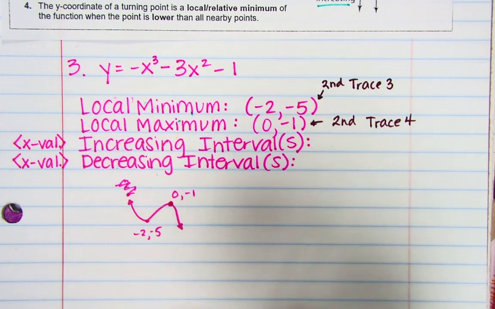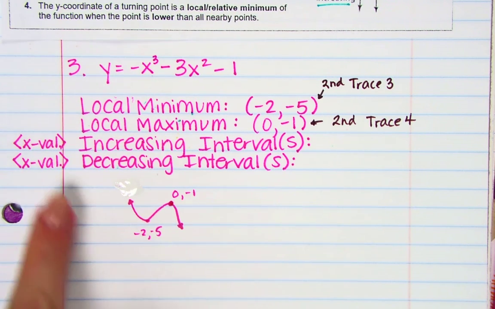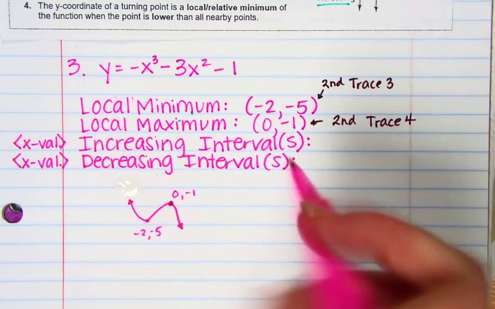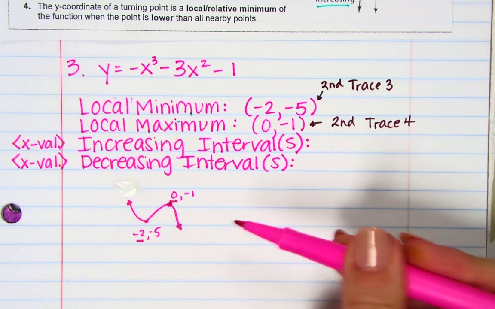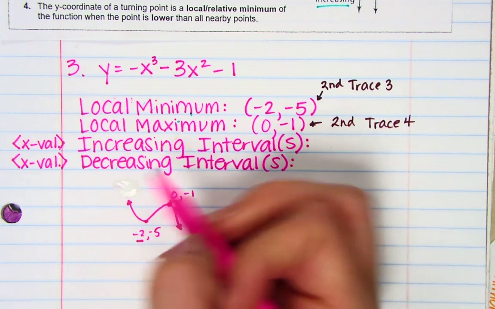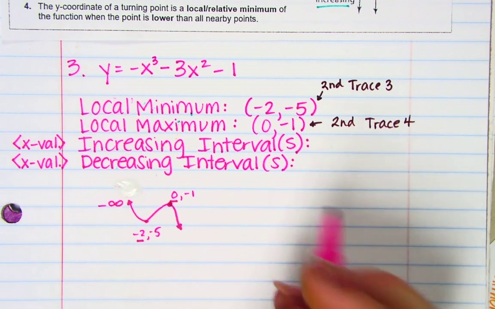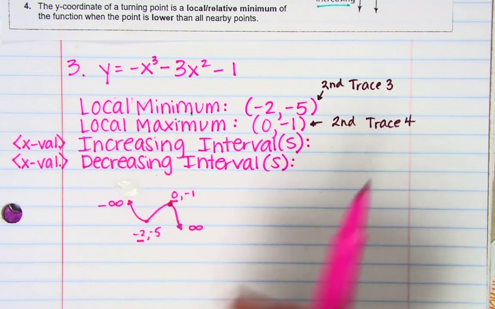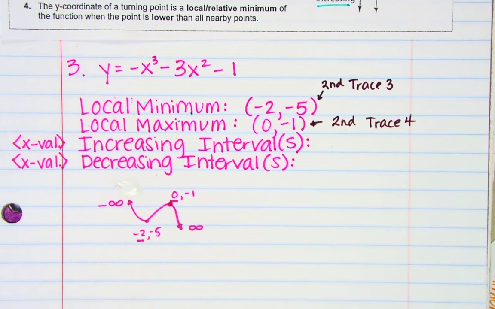And what we're worried about on our increasing and decreasing is the x values, okay? That's what I wrote over here. So we're looking at our x values, so that would be the 0, the -2. On the left-hand side, if the arrow keeps going, where is it going to? Right, negative infinity. And on the right-hand side, the arrow keeps going to positive infinity, because we're just talking about the x-axis. So to the left, it's going to negative infinity, and to the right, it's going to positive infinity.